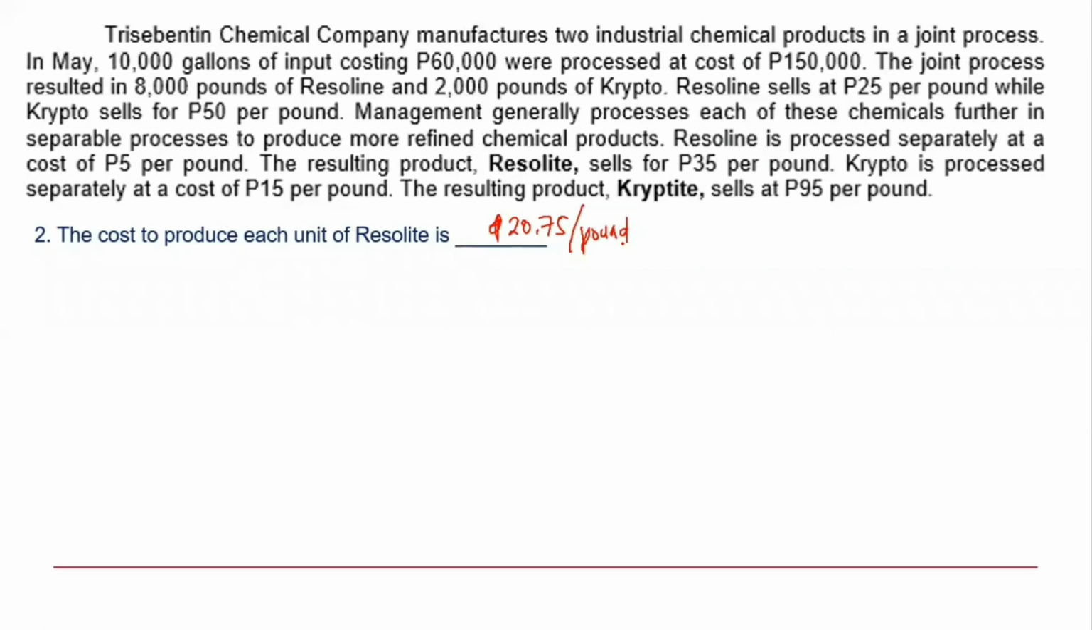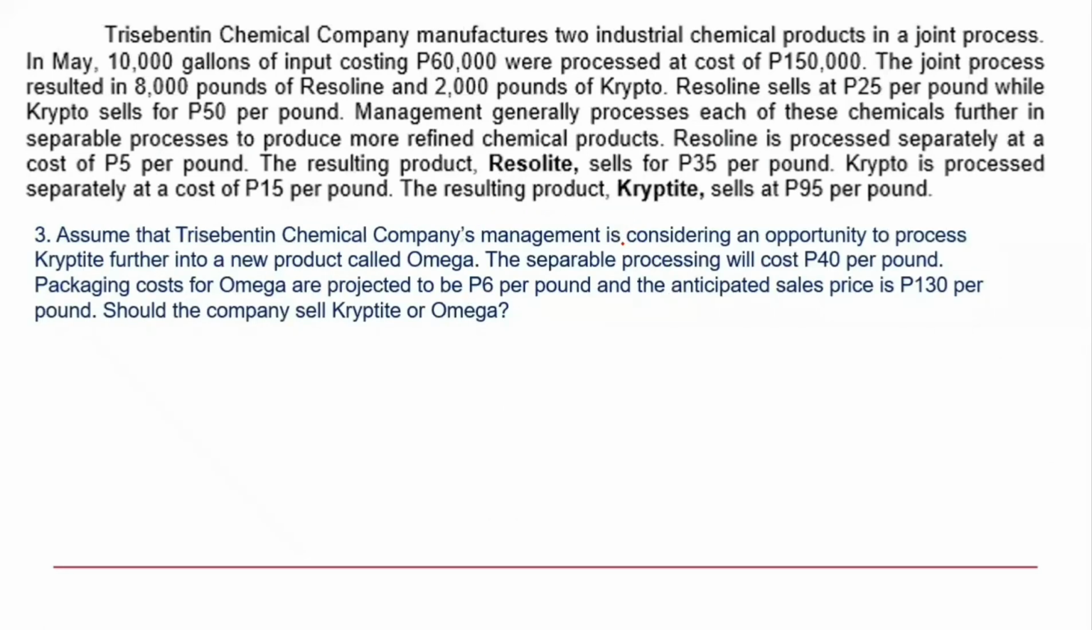What was asked in number 3? This one is process further. Assume that Chemical Company's management is considering an opportunity to process Cryptite further into a new product called Omega. Like before, since we already solved up to Cryptite and Resolite, when we think about processing Cryptite further to make it Omega, we focus only on the incremental revenue or incremental cost we incur or generate. So Cryptite is processed further and becomes Omega.